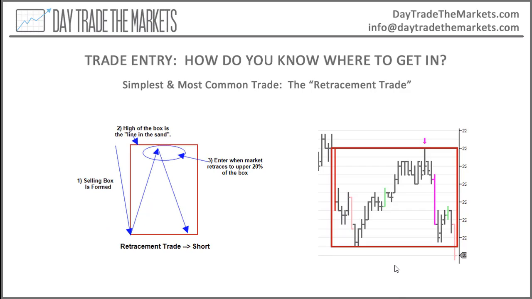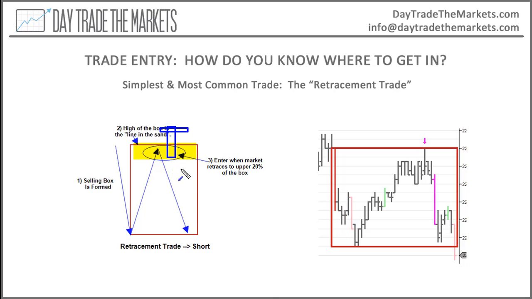Here's another example, again, just looking at it from the short side, where we have a selling box, and we know that if we have a selling box that forms, the top of the selling box should offer us some resistance. We call that the line of the sand. So getting in the upper 15 to 20% is going to give us a low risk, high probability, high reward type of setup, because again, our stop's going to be a few ticks above the high of that box. It's not much dollar risk that we have to put at stake.